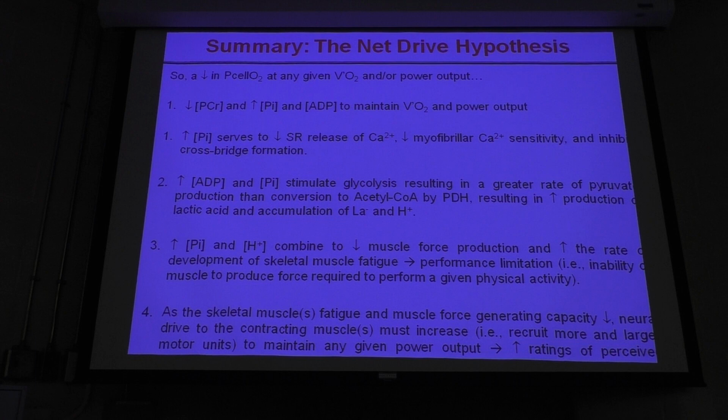As the skeletal muscles fatigue and muscle force generating capacity decreases, neural drive to the contracting muscles must increase. So you must recruit more and larger motor units to support that force output when the muscle becomes fatigued. That's the compensation. But this comes at the expense of symptomatic consequences. You get increase in ratings of perceived exertion, limb discomfort, shortness of breath.